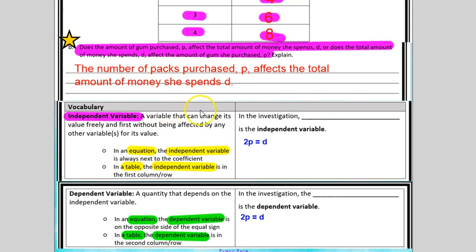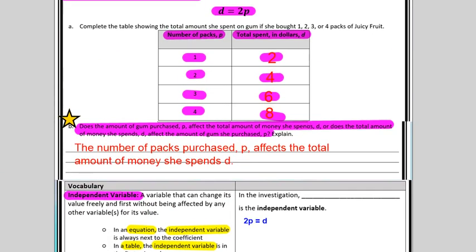Independent variable is a variable that can change its value freely without being affected by any other variable for its value. So when we come up here, we look and see that the independent variable is the first one, which is the number of packs. So the number of packs can change at any time. She can decide to buy 10. She could decide to buy 200, right? She can change that number, and that's okay.